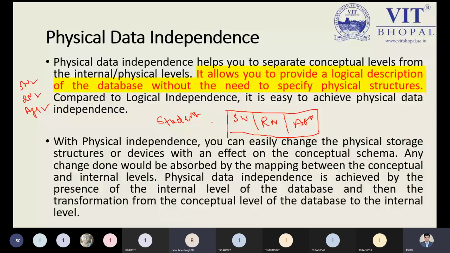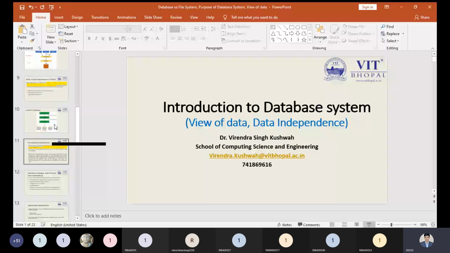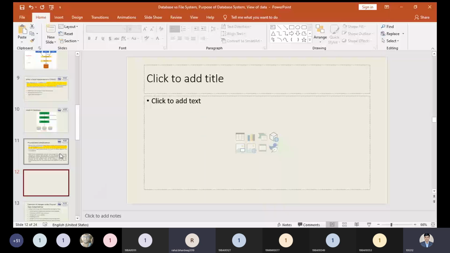Yes, sir. So now tell me any doubt in this physical schema. Okay. Now please, I need the answer from all the other students. Please tell me any doubt. No doubt, sir. It's clear. Is it clear to all? Yes, sir.